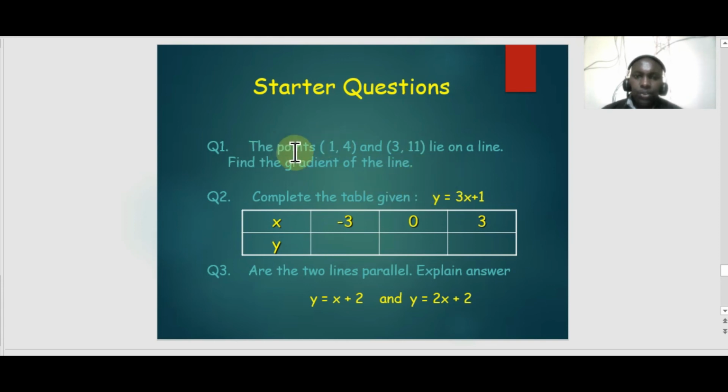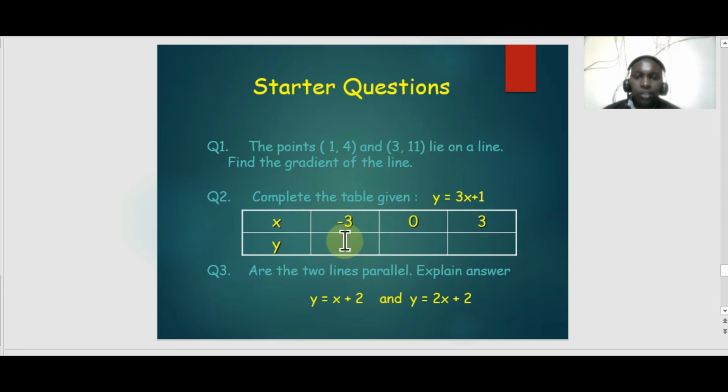So here you're going to use the formula that we have just discussed in the previous slides. How do you get the gradient? It is the change in the vertical distance over the change in the horizontal distance, and you have been given the formula. So you can try this one. You can also try to complete the table.